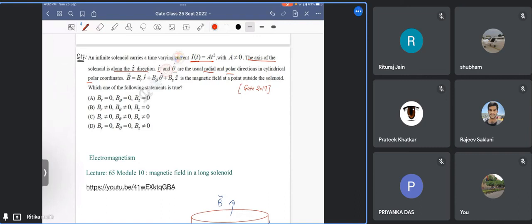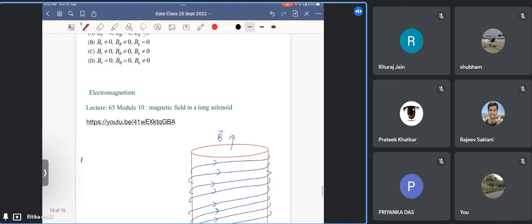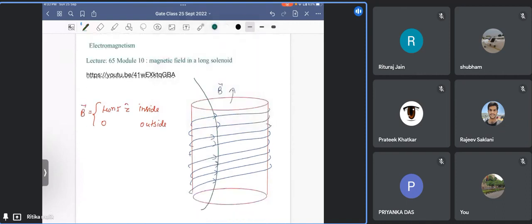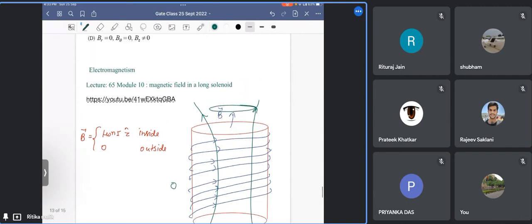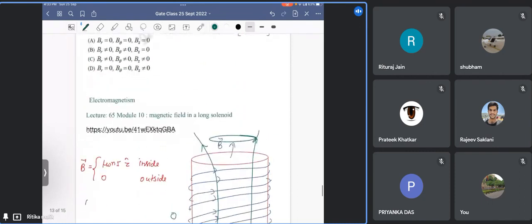Now we have to find the magnetic field outside this solenoid, in terms of whether it is going to be zero or non-zero. We have already calculated that the magnetic field is always going to be mu naught n I inside the solenoid and it is going to be zero outside, and it is in the z-cap direction inside. If you look at the magnetic field line properties, it will be like this. It is zero mostly in this region, but if you are talking about the z direction, it is non-zero. So the component of magnetic field Bz, even in the outside case, is not going to be zero.